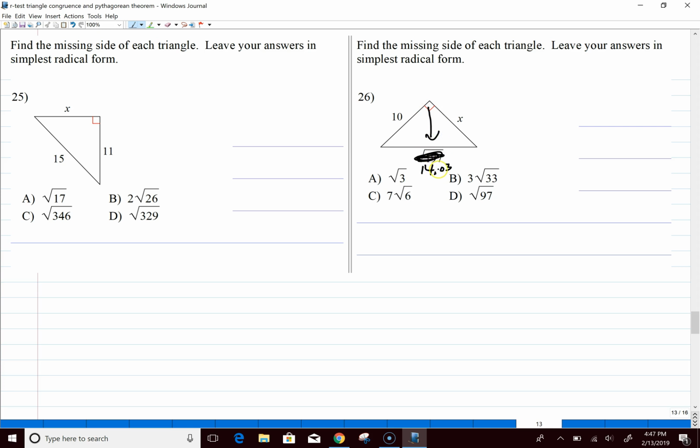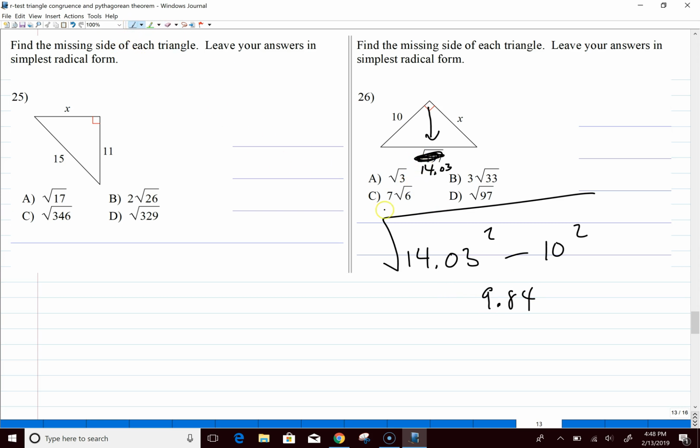Do I know the C? Yes, it's 14.03. When you know the C, you subtract. Bigger number first. 14.03 squared minus 10 squared. Take the square root. 14.03 squared minus 10 squared gives me 9.84. If you notice, there is no 9.84.